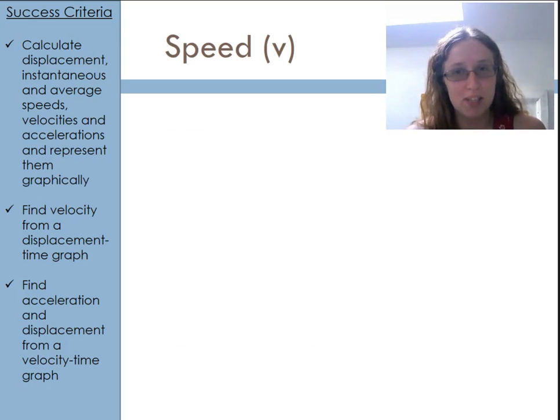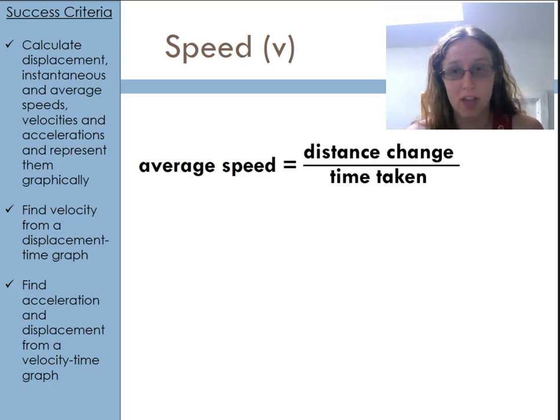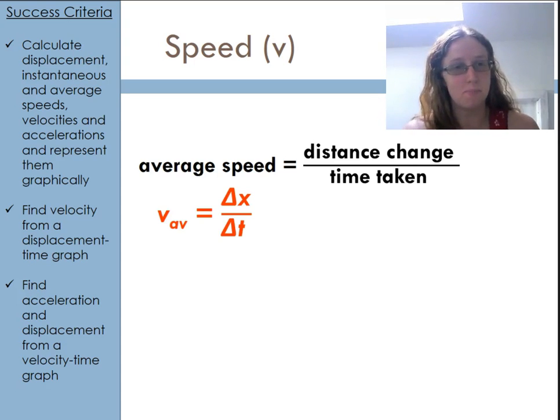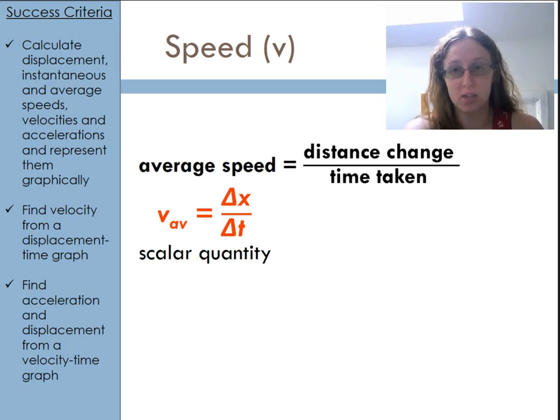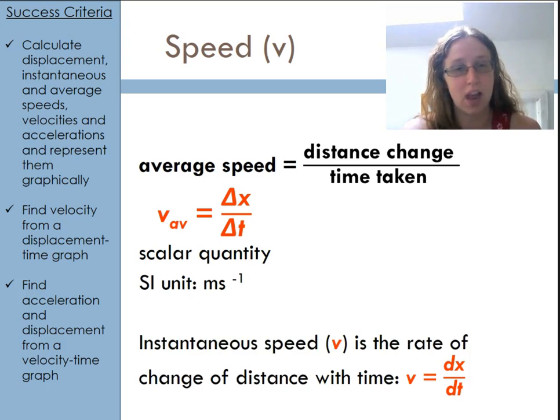Okay, next up is speed, which we give the symbol v, and hopefully you already know how to calculate speed. I'm going to talk about average speed as being the distance changed divided by the time taken. If I was going to write that as a symbol, it would be the average speed equals the change in x divided by the change in time. Again, it's a scalar quantity and it has the unit of meters per second. Now, if I want the instantaneous speed, that's going to be the rate at which the distance is changing per time. So that's v equals delta x by delta t.